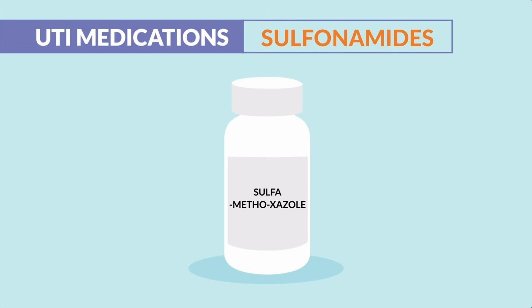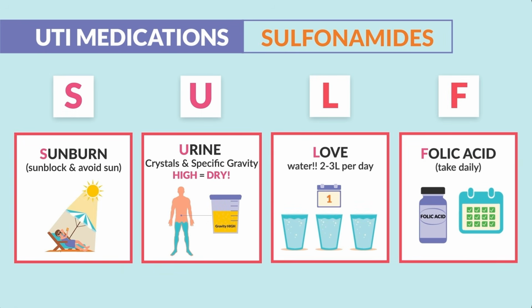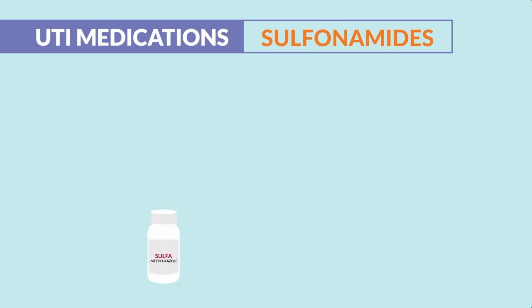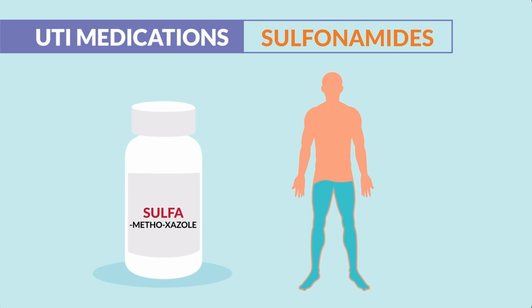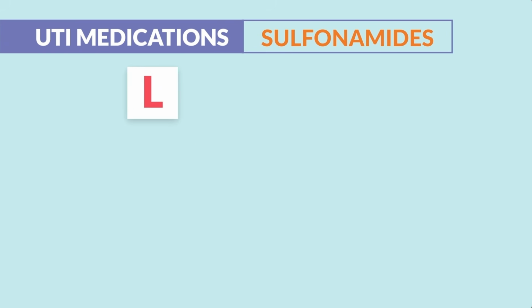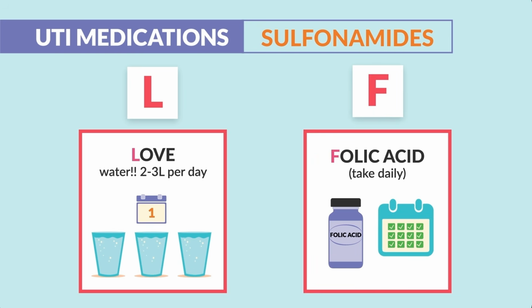So for side effects and teaching, the word sulfa is in the drug, which makes it a sulfa drug. So remember the acronym SULF. S is for sunburn, so we teach patients to use sunblock and avoid the sun. U is for urine crystals and specific gravity that's high, which means the body is dry. Since sulfas really dry out the body and create urine crystals, aka kidney stones, we teach the patients to L, love the water, always drinking 2 to 3 liters per day. And F, folic acid, we have to take daily.